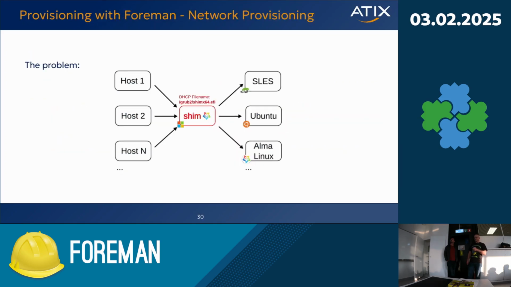Why is it sometimes skipping slides? No matter. This is the end of Secure Boot with Foreman provisioning, network boot provisioning so far. I have different hosts with different operating systems, but every operating system gets the same shim. And this will not work.